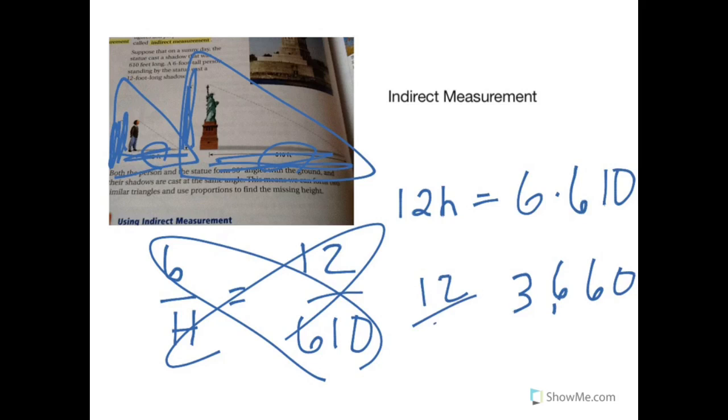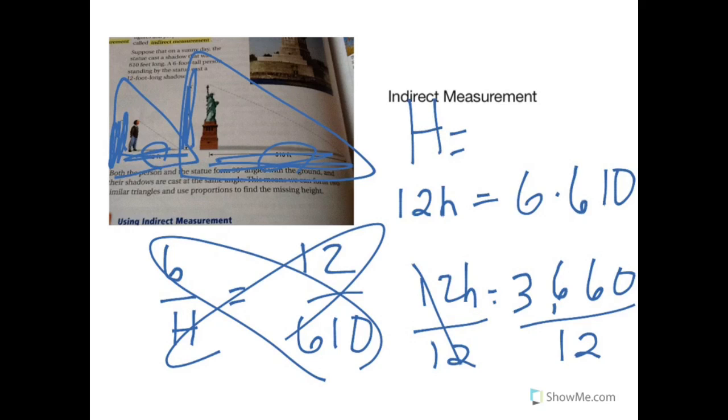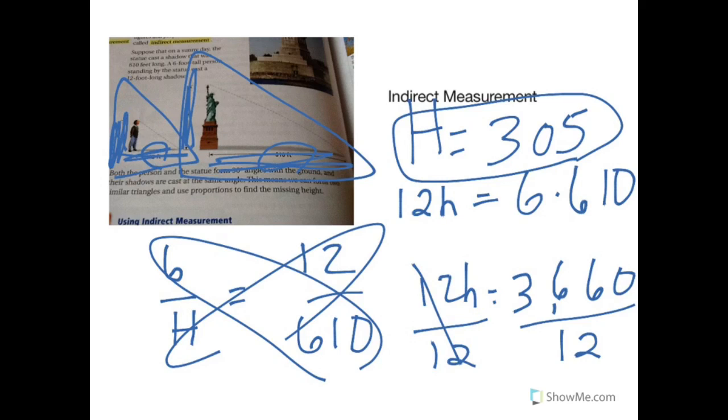And we have 12h equals 3,660. I want to divide out the 12. It's multiplication, so I need to use division to cancel it out. So I have h equals 3,660 divided by 12. If we went ahead and did the math, we would have h equals 305. Now, I'm just doing the math for us very quickly. I have the answers here, I'll be honest with you. But we're doing that very quickly. Obviously, when we get down to it, we'll have to do the math as well. But I just wanted to show you how that works.